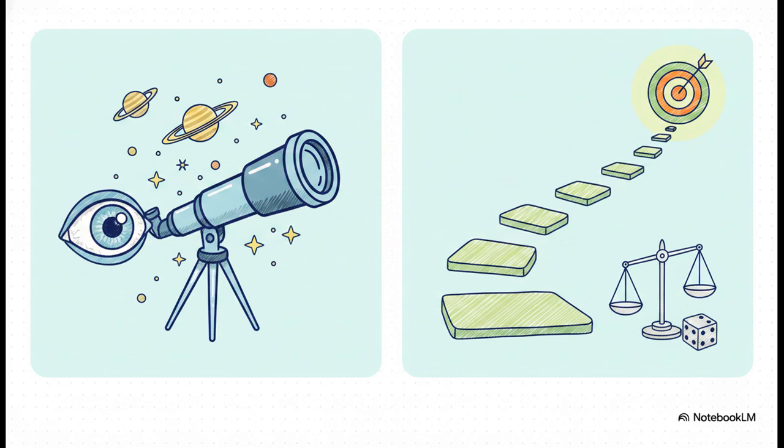And because of this, it's also an inductive argument. This means it leads to a probable conclusion, not an absolute mathematical certainty. It basically says, hey, based on the evidence we see, it's highly probable that a designer exists. Keep these two terms in your back pocket. They're going to be your essay's best friends.